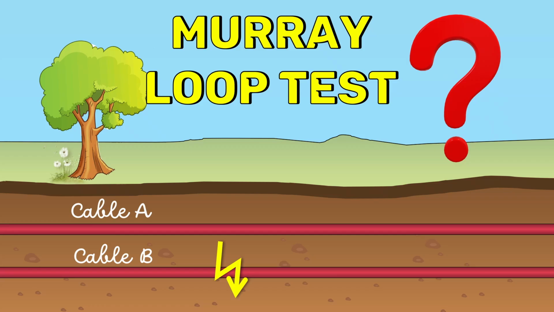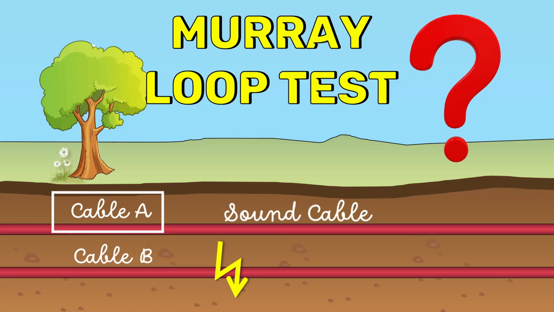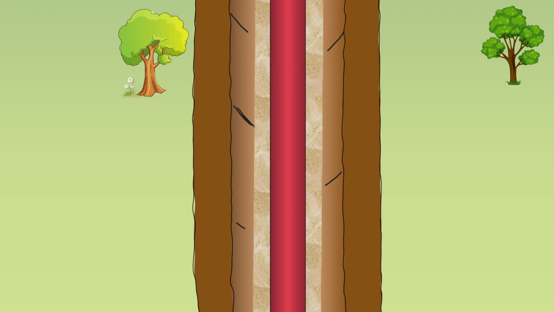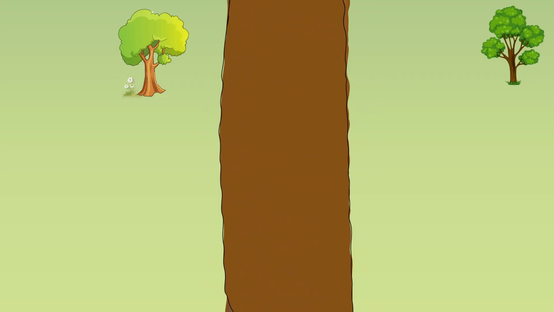Now, can you guess the limitation of this test? Without the presence of cable A, we cannot locate the fault in the cable B. In other words, the Murray loop test can locate the earth fault or short circuit fault in underground power cables provided that a sound cable runs along the faulty cable. Now imagine a trench with only one cable. If the earth fault or short circuit fault occurs in this cable, then we cannot locate the fault using the Murray loop test.